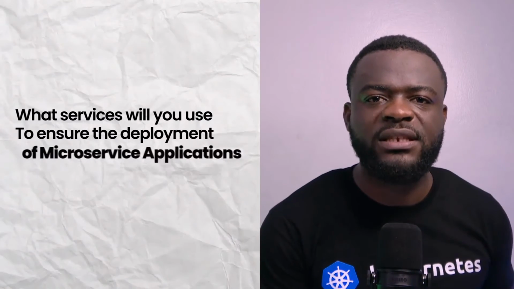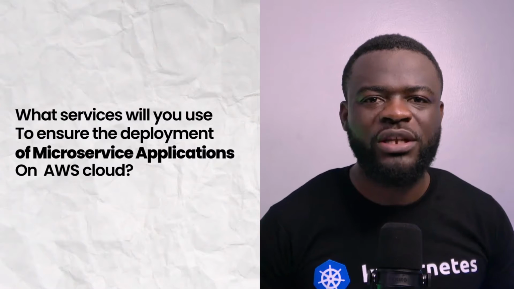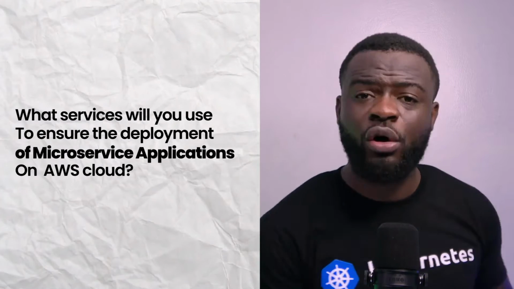Now, the next question which you can probably be asked is, what services will you use to ensure the deployment of microservice applications on the AWS cloud, and why will you use those services? They want to know how you would deploy microservices, because before we used to have monolithic applications and now we have microservice applications. So what services will you use to ensure microservice application deployment on the AWS cloud?